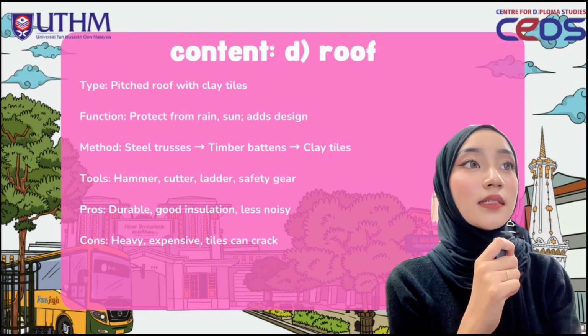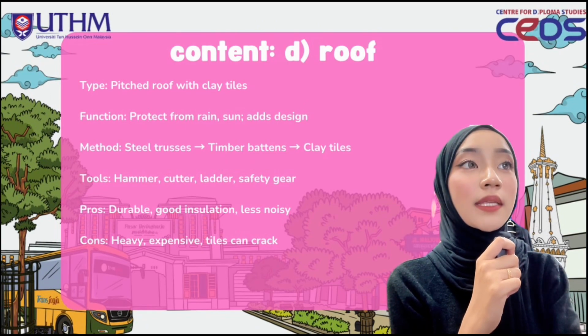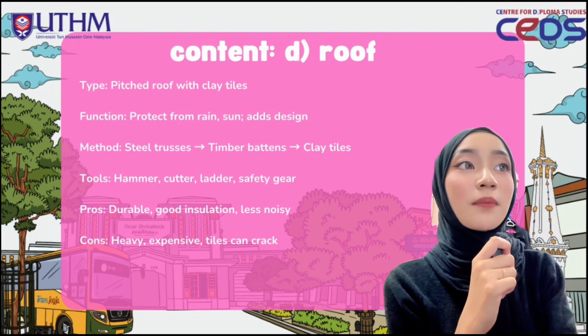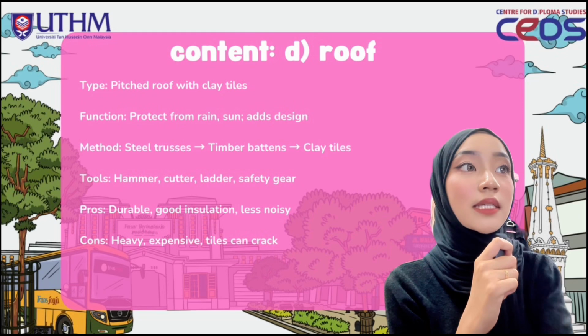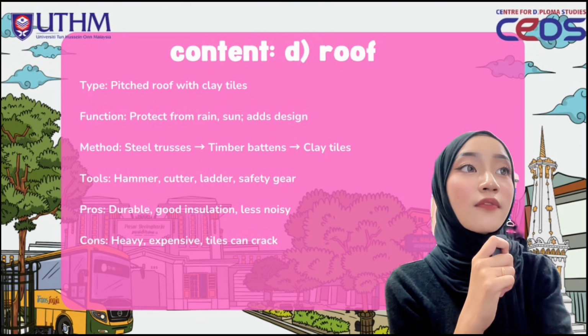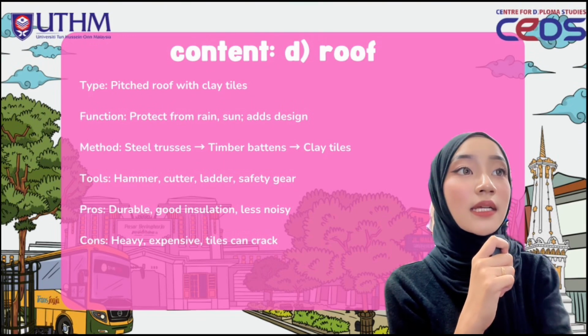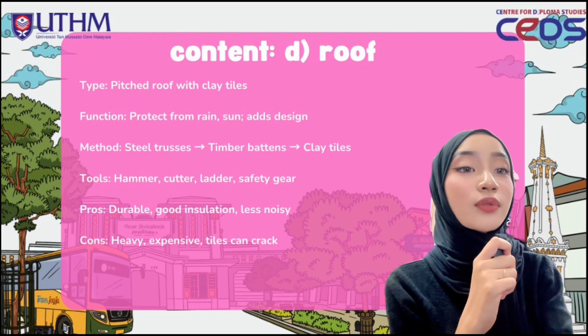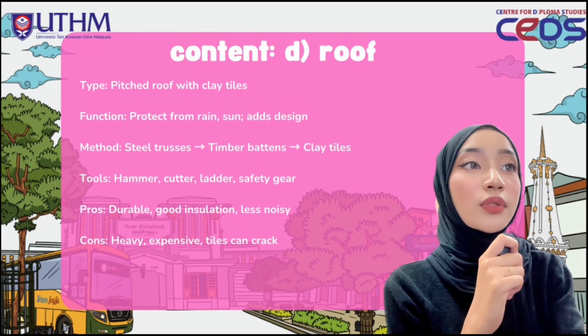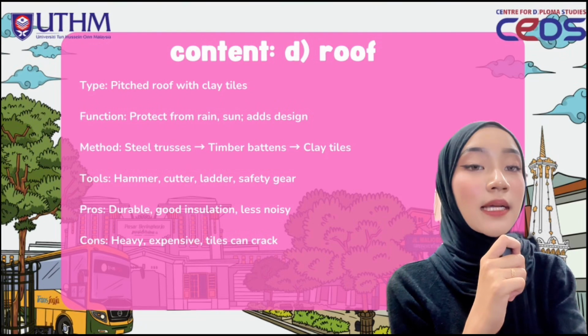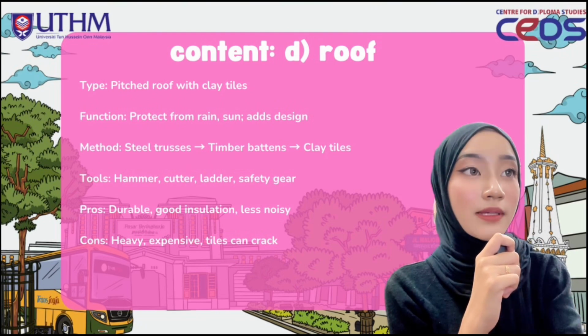Next, the fourth component is the roof. This type is very suitable for Malaysia's climate because it allows rain to flow off easily. We use roof trusses as the main frame, then place timber battens and lay the clay tiles from bottom to top. The tools we use include hammers, cutter, and safety equipment like harnesses and helmets.